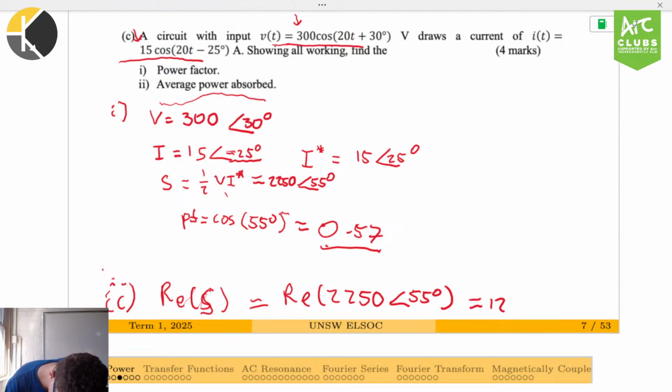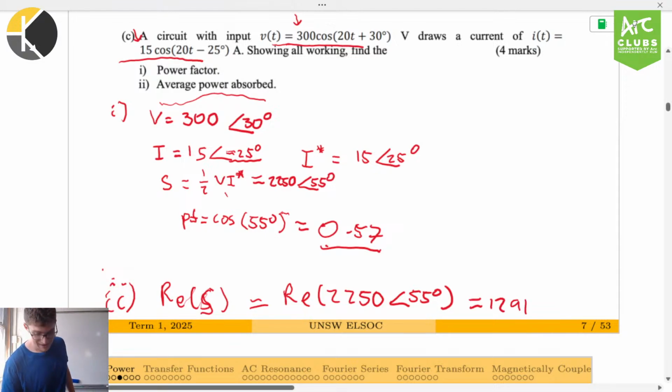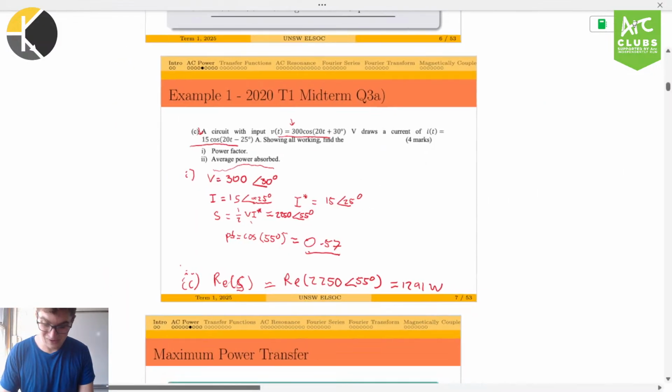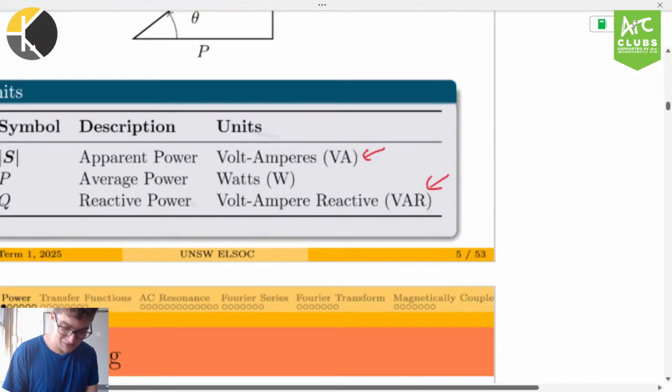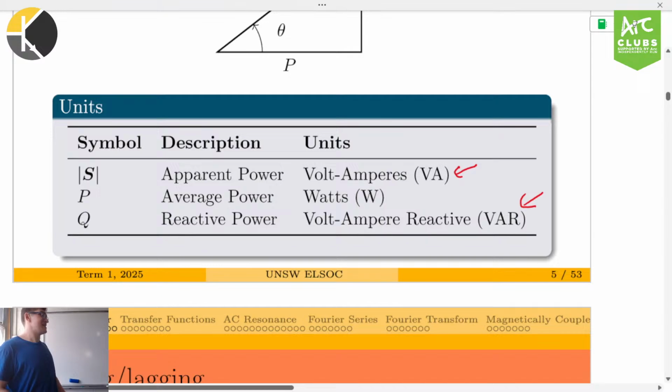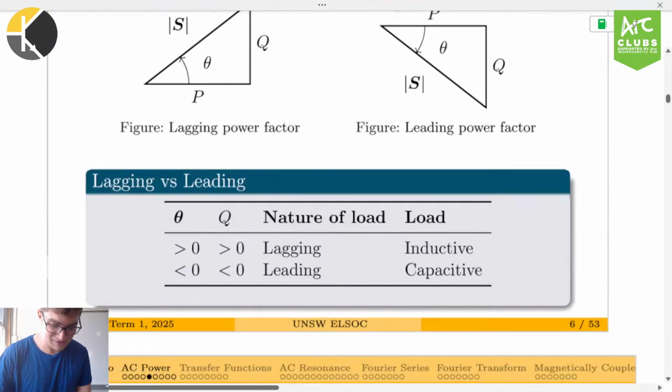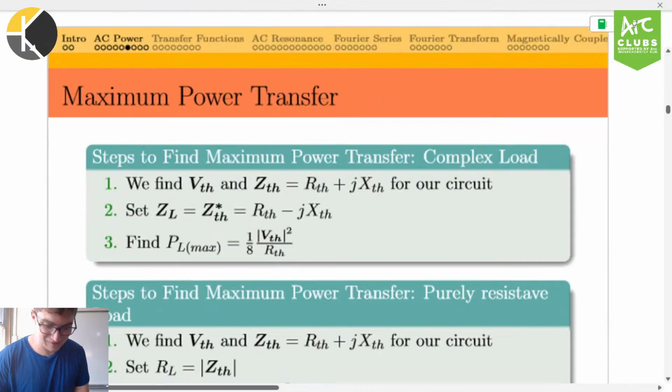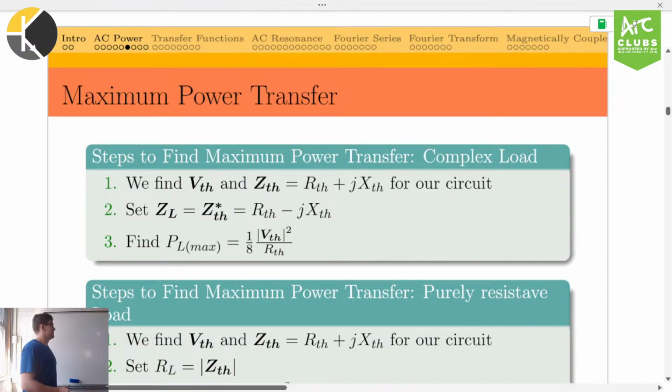1291. And can somebody remind me what the units for that would be? Watts. That is correct. Always be careful of your units. This is going to kill you if you don't. So I'd recommend remembering this table, test it with a friend, something like that, and just remember which unit goes where. VA and VAR are the obvious culprits. Okay, maximum power transfer. Now, this is the next step.